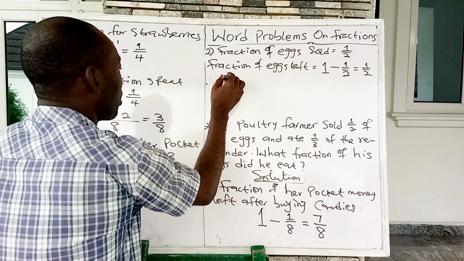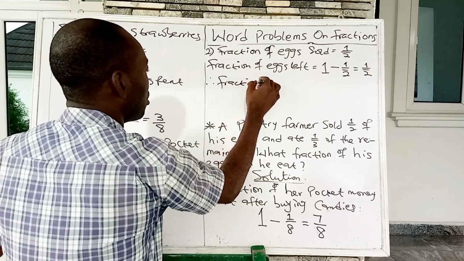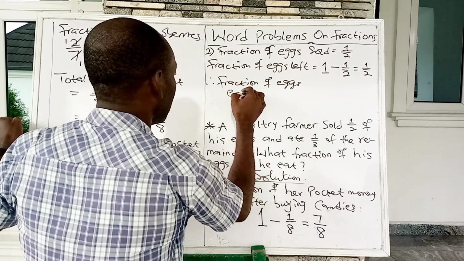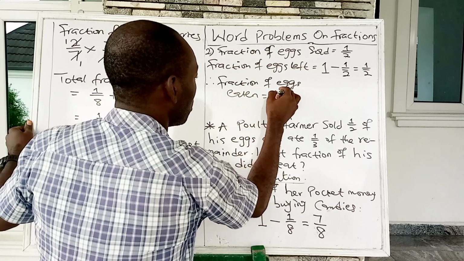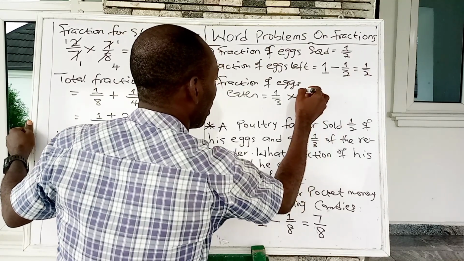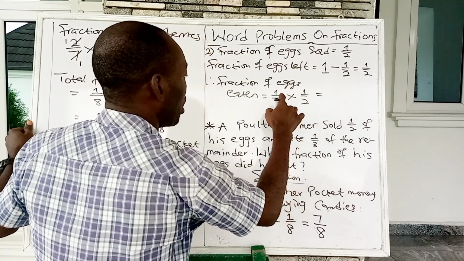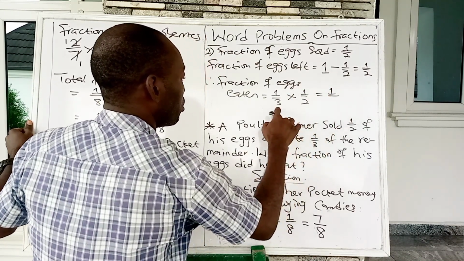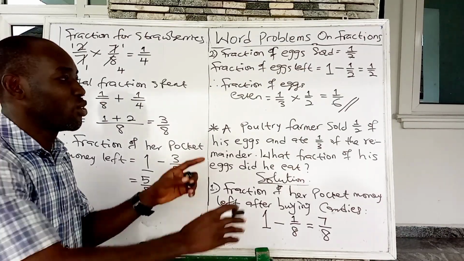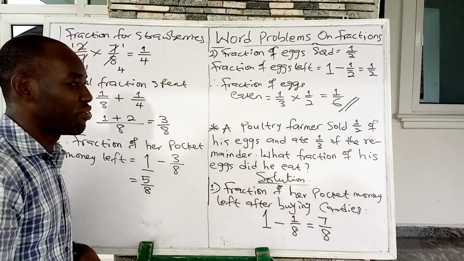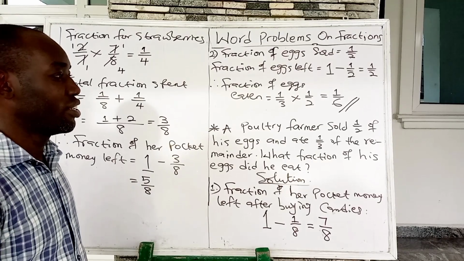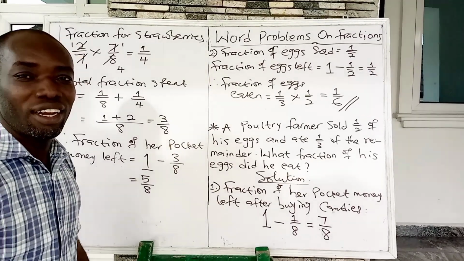So therefore, the fraction of eggs eaten will be 1/3 of, which is times, the remainder, which is 1/2. And we'll do that. 1 times 1 is 1. 3 times 2 is 6. So we have 1/6. So this is the fraction of eggs eaten by the farmer. So that will be the size of our lecture today.